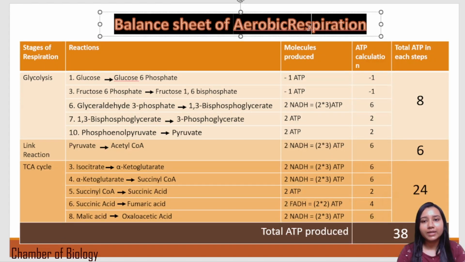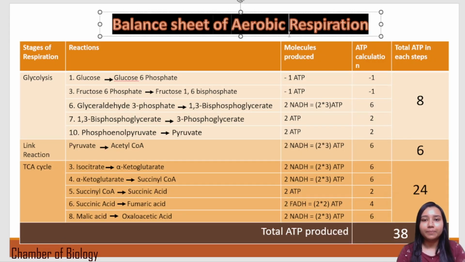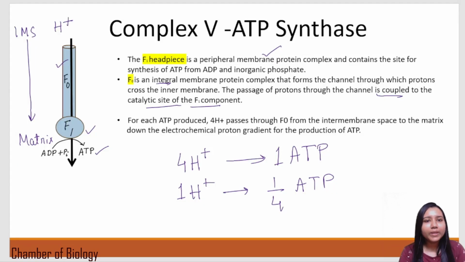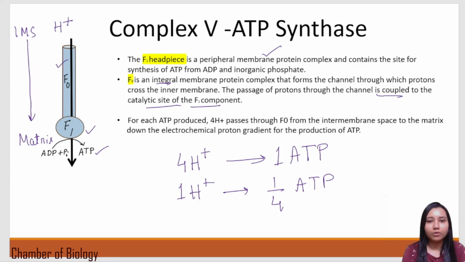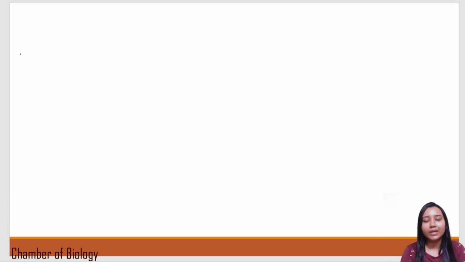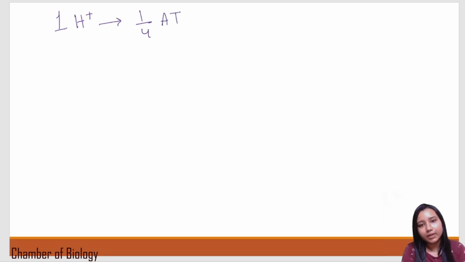But before we understand the balance sheet, we have to understand a few features of this, like how many ATPs are released. For that, I am going to use a new slide. So if you remember, students, I have been telling all of you that 4 H+ is going to provide us 1 ATP. That means we can write 1 H+ is equal to 1 by 4 ATP. Now, we know that when one NADH is there, for NADH, what we will see?